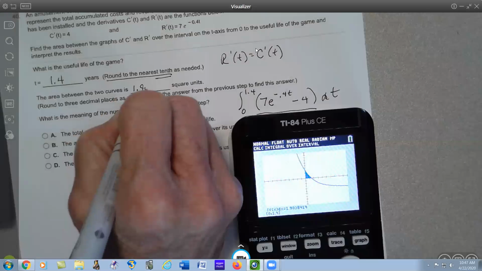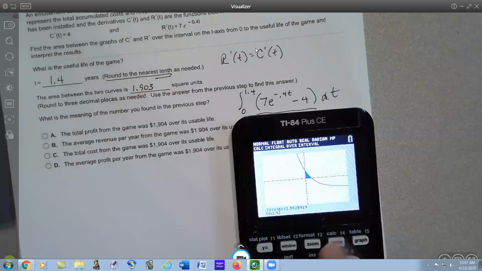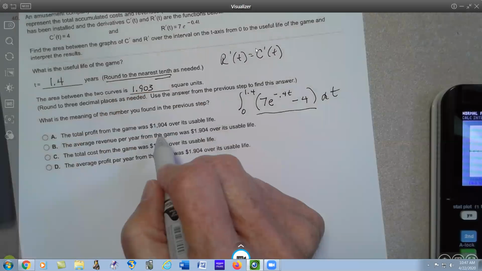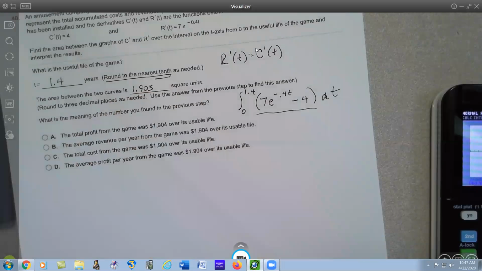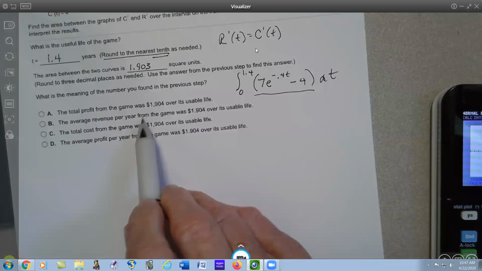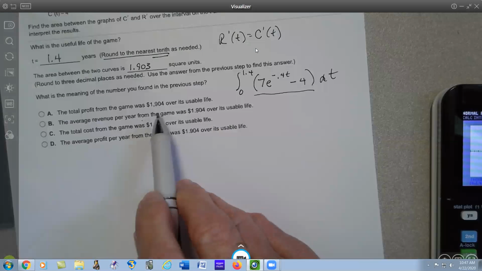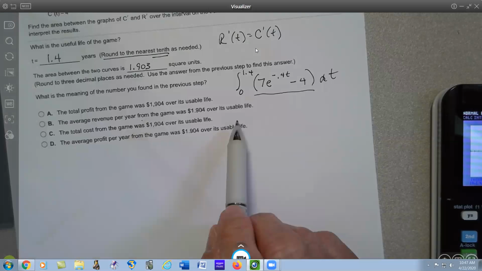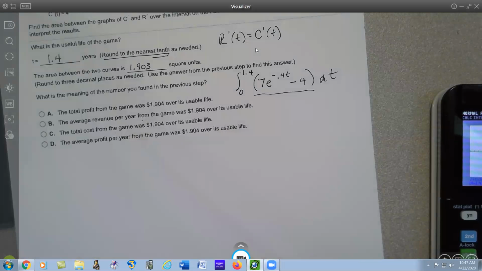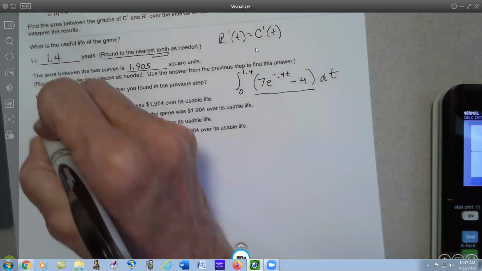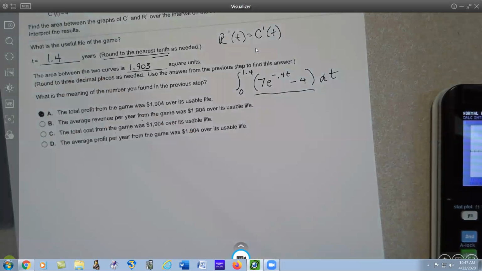So when you come on down here, it says total profit from the game over its usable life. Average, that's not an average. Total cost, this has got nothing to do with cost, nor am I doing average profit. So it'd have to be A. Oh, it should be 4.